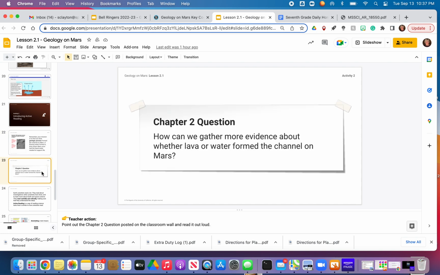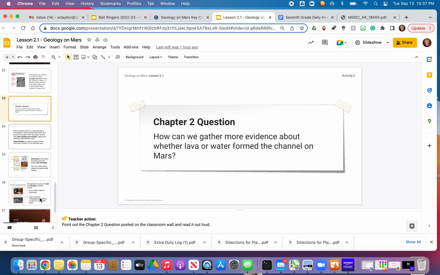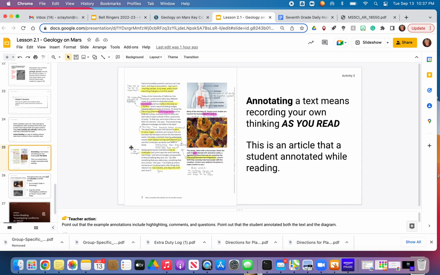Our chapter 2 question is, how can we gather more evidence about whether lava or water formed the channel on Mars? And we're going to be doing active reading. I'm going to show you this slide here real quick. When you are reading actively, it means that you are present while you're reading. I know it comes a little bit of a shock to you.